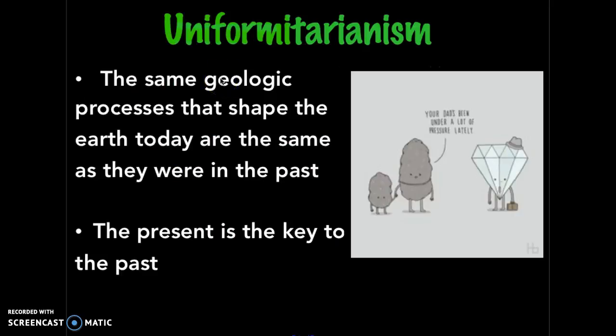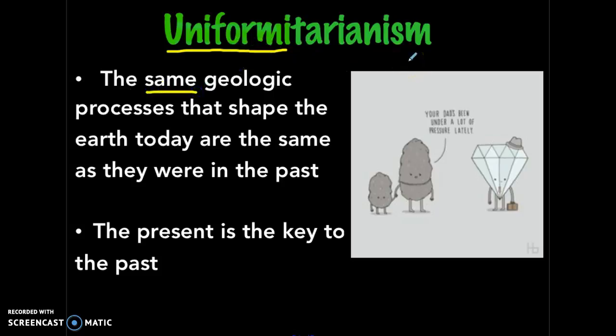So the first thing that you will see is a big fancy word, and it is called Uniformitarianism. What I really want you to pay attention to is, within this word, you're going to see the word uniform. If everybody is wearing a uniform, they all look the same. That's what I want you to think about when you see this word: the word same.